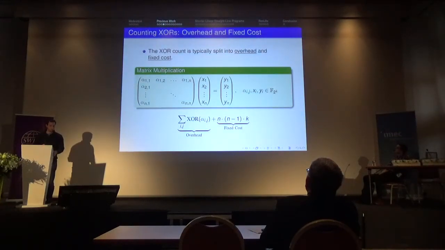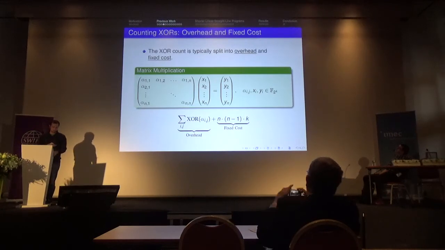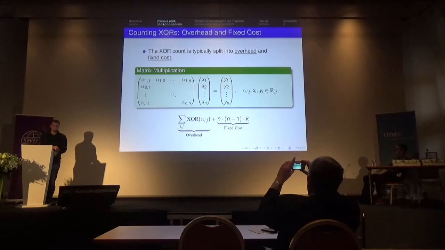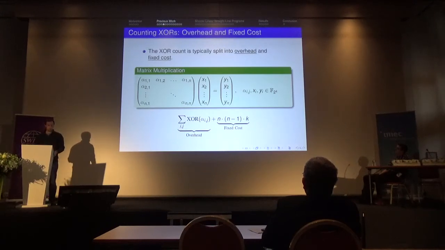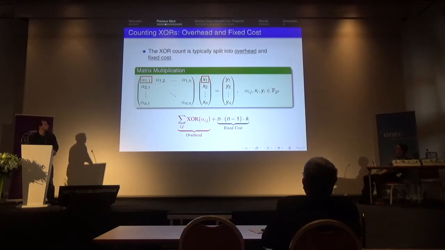Let's talk about how people have been counting XORs needed for matrix multiplication. Okay, so we have this matrix here, and we want to compute this multiplication. So people so far have typically split the XOR count into overhead and fixed cost. So overhead would be the number of XORs needed for carrying out the single multiplications. Okay, so if we want to compute y1, we would need to multiply alpha 11 times x1 and alpha 12 times x2 and so on, until alpha 1n times xn.